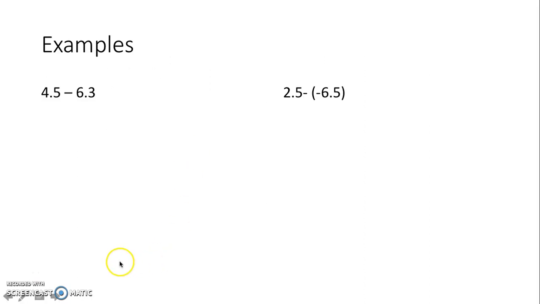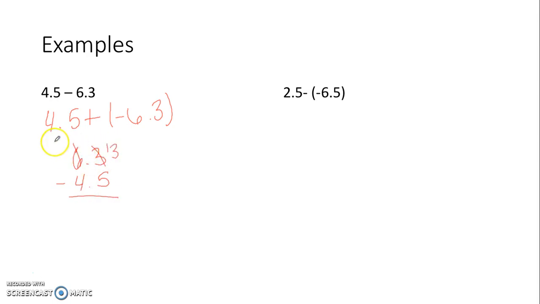So 4.5 minus 6.3. So let's rewrite it. We're going to keep, we're going to change the minus to a plus, and then the opposite of the last one. So 6.3, the opposite of 6.3 is negative 6.3. So now we have 4.5 plus negative 6.3. So we know, because the signs are different, we need to go 6.3 minus 4.5.